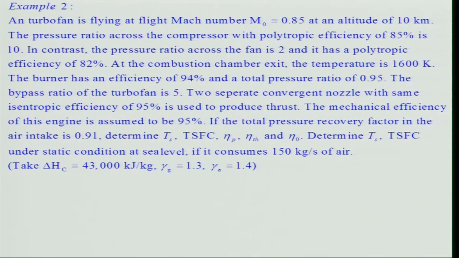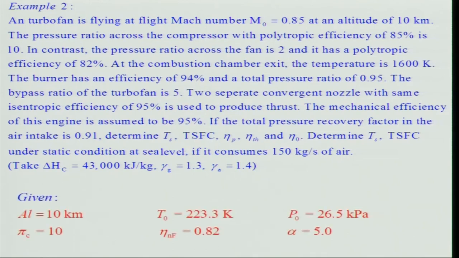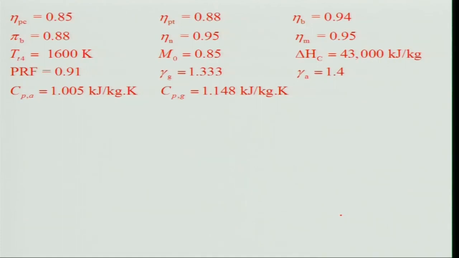The values of gamma g and gamma a are given. Keep in mind that the gamma we will be using is 1.333, and not 1.3 as I mentioned here. These are conditions which I want to skip. If you look at the bypass ratio and the altitude of 10 kilometers, T naught is 223.3 Kelvin, P naught is 26.5, and pi c is 10. These are the values which are given, and I have just jotted them down.